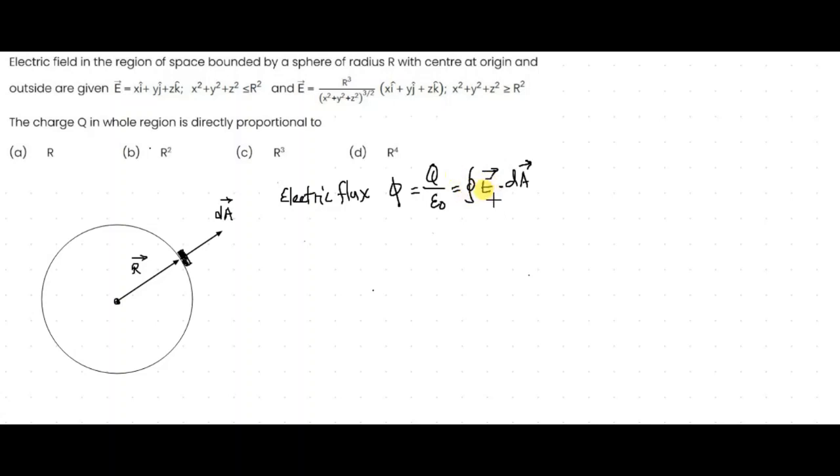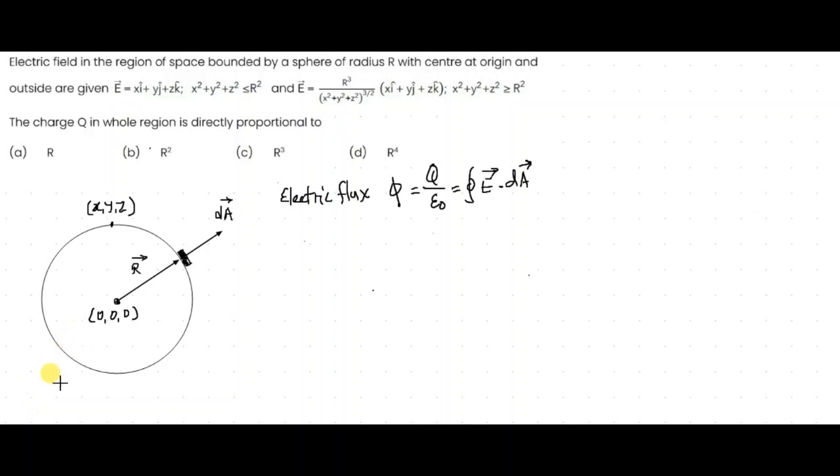Now if you want to utilize this law, you need to come up with the Gaussian surface. Initially, I don't have any specific point given in the question, so I'm choosing a point lying on the surface of this sphere. Any point on the surface has general coordinates x, y, z, because the origin is the center, and r is the radius. The origin is 0, 0, 0, and the radius is r.